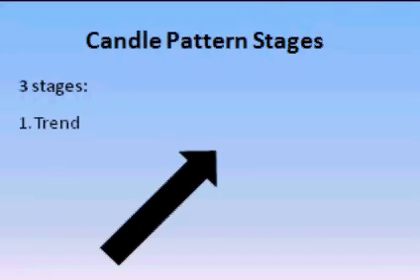Stage 1. A prerequisite for any candlestick pattern is the price must be in a trend. Now that can be an uptrend or a downtrend, it doesn't matter, but in this case a sideways trend does not count. So price must be trending up or down.